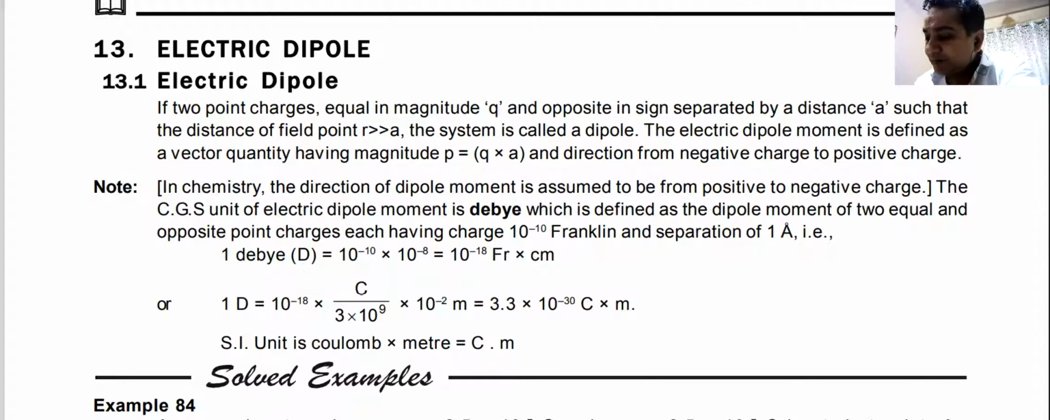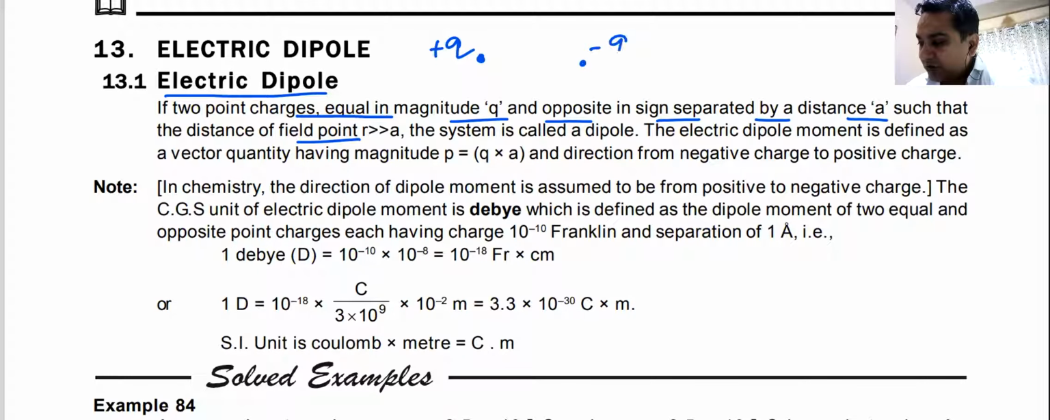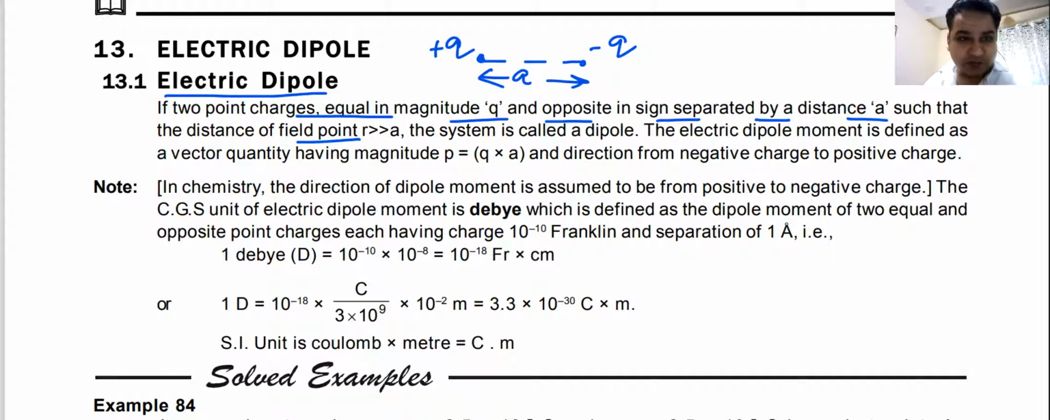Electric dipole is nothing but a combination of two charges equal in magnitude but opposite in sign, separated by a small distance. This distance A should be very small compared to the distance of any point that we are talking about. So, this combination becomes a dipole. So if I have a plus q charge and a minus q charge separated by a small distance, this combination is a dipole.